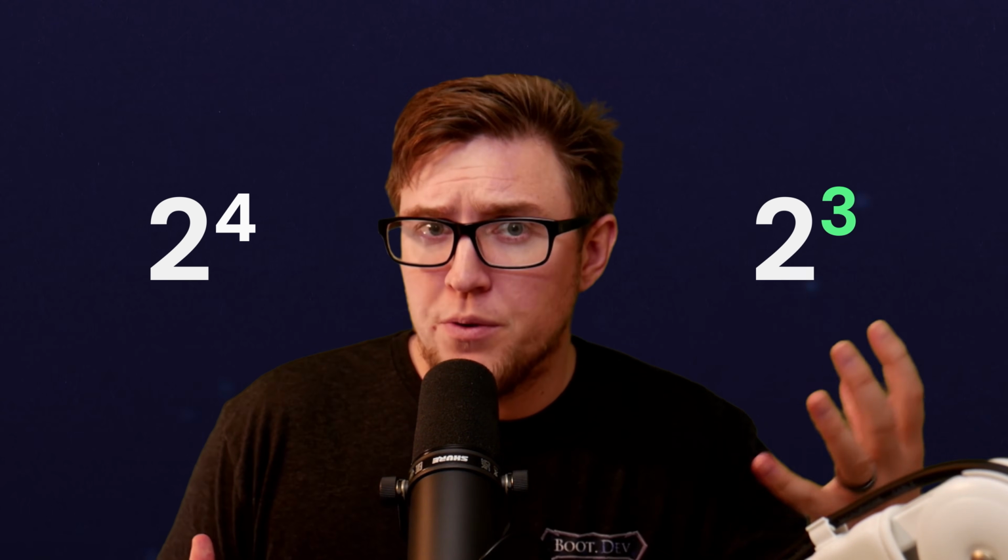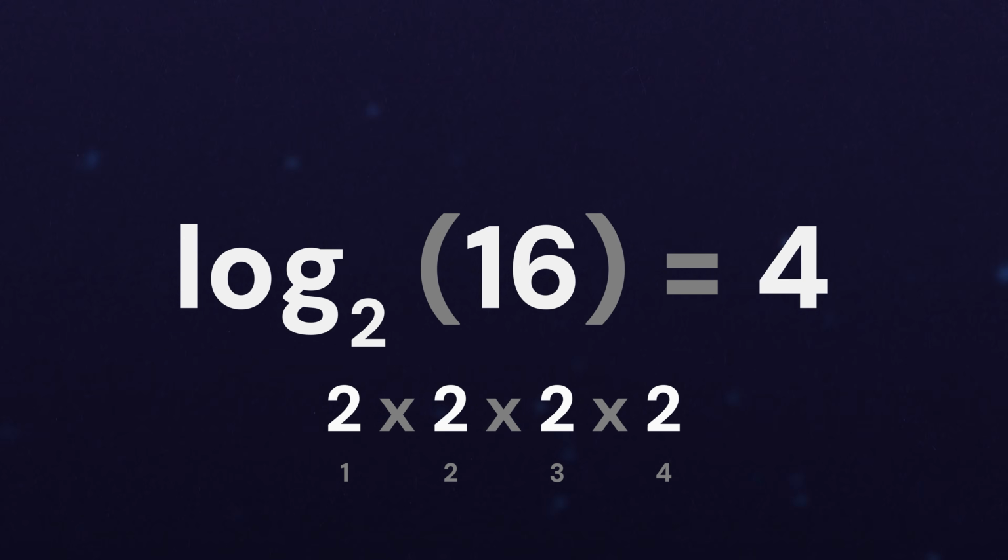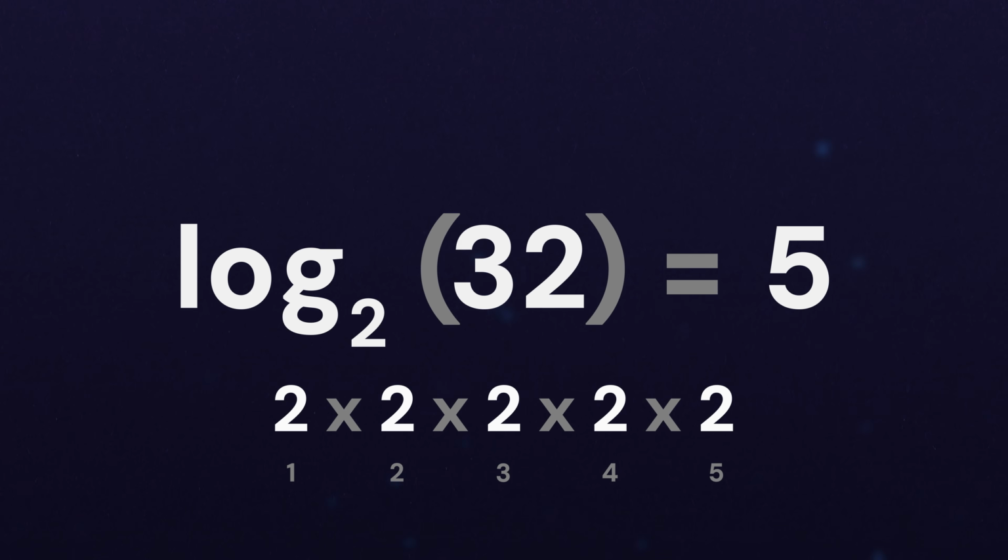A logarithm is when the thing that we are calculating isn't the result of exponentiation, it's the exponent itself. In these examples, the 3 and the 4. For example, log base 2 of 8 is 3. Just like 2 raised to the 3 is 8. Log base 2 of 16 is 4, and log base 2 of 32 is 5.